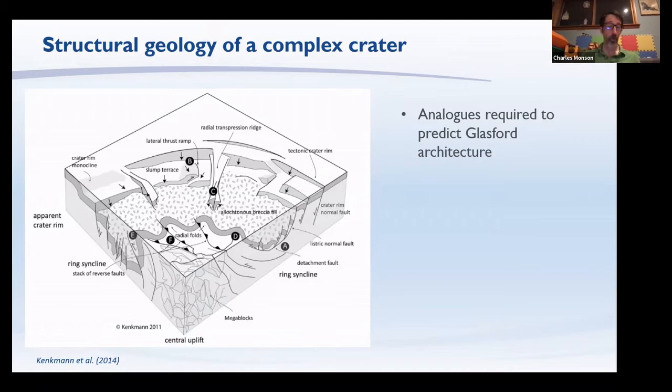So there was a nice paper on the structural geology of impact craters published in 2014 by a guy named Kenkmann. This is a quarter section of a complex impact crater. It shows the megablocks in the central uplift that have been pushed up along different kinds of faults. It shows the normal faults dropping down along the crater rim. It shows the annular trough, or whatever you want to call it. I've seen different names for it, in between the rim of the crater and the central uplift. And that's full of different types of material, allogenic breccia, it could be some melt, could be a lot of things. And then sometimes you've got slumped crater rim material around the edge. So we can guess that Glasford on a broad scale looks kind of like that.